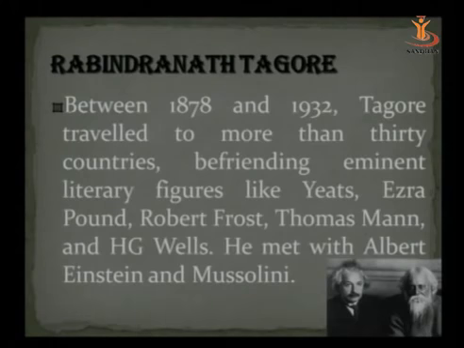And Dr. Ketkar, isn't it that between 1878 and 1932, Tagore travelled to more than 30 countries, befriending eminent literary figures like Yeats, Ezra Pound, Robert Frost, Thomas Mann and H.G. Wells? He also met Albert Einstein and Mussolini. Right, he travelled widely, and we can see that he knew many great people of his period personally, like Einstein and Mussolini, and very great writers like Yeats, Pound, Robert Frost and Thomas Mann. So he is a very well recognized figure outside India even before 1932.